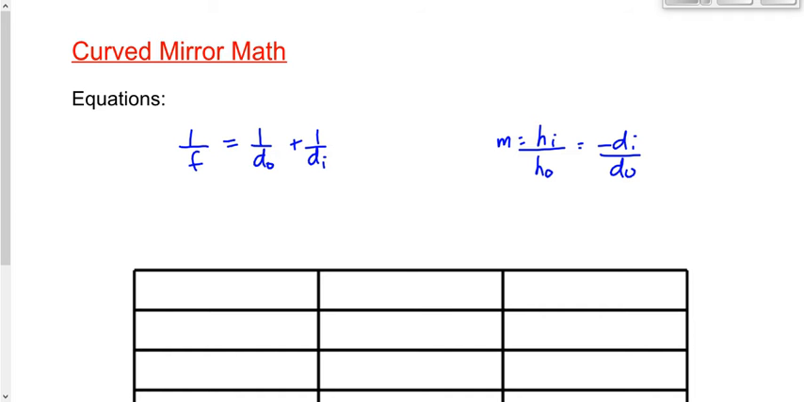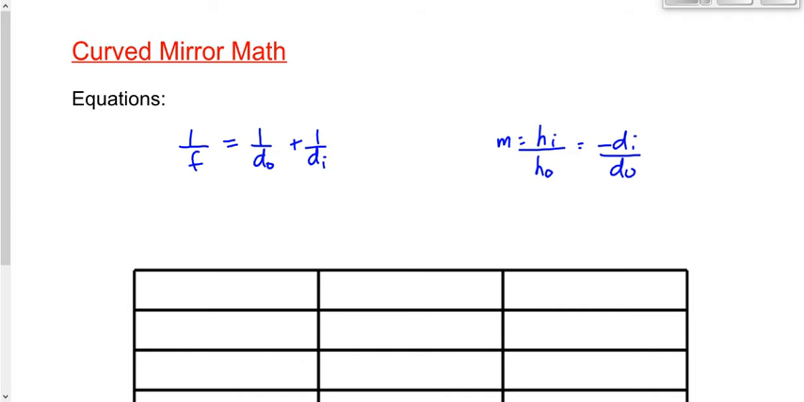dO stands for what? What's dO there, Maddie? Yeah, it's the object distance. This is from the object to the mirror. And the units for that are probably going to be centimeters as well, but whatever we use for focal length, that's what it would be. What about dI? Dylan, what about dI? Good. How far the image is away from the mirror.